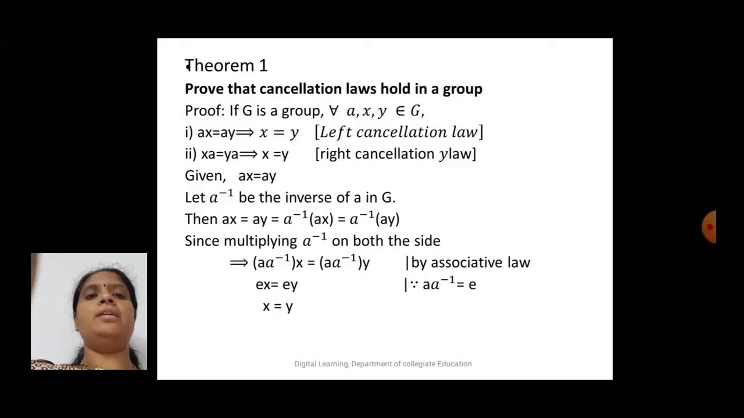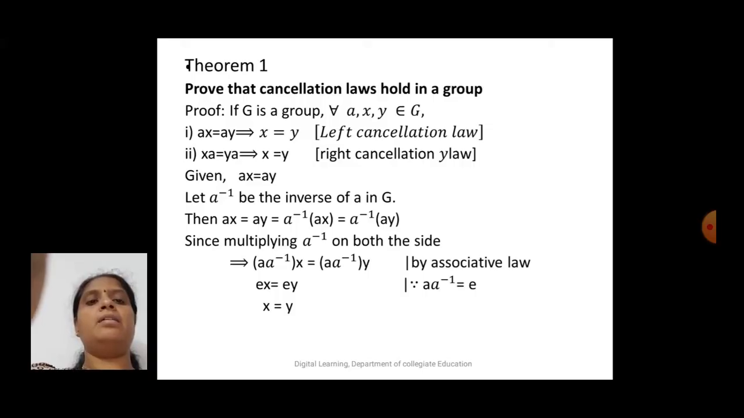So a is cancelled on the left side, therefore x is equal to y. Then xa is equal to ya, then a is cancelled on the right-hand side, therefore x is equal to y. So given, let us consider ax is equal to ay, and let a inverse be the inverse of a in G. What we have considered is ax is equal to ay, operating a inverse on both the sides. So we will be left with a inverse of ax is equal to a inverse of ay, that is, multiplying a inverse on both the sides.